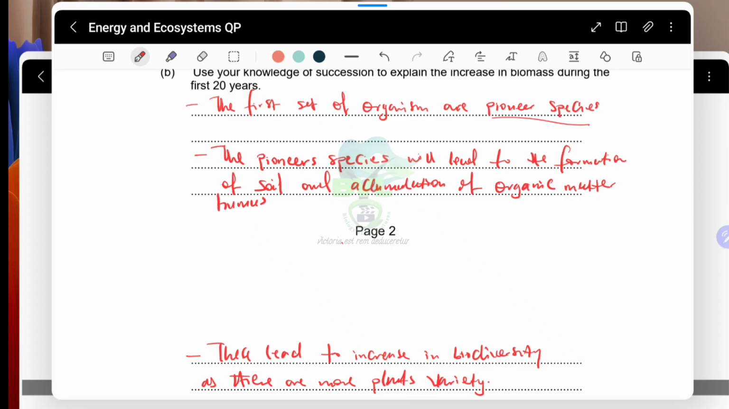Then when there are smaller plants, you can have biodiversity, which means small insects like grasshoppers and things like that can come around, and that will lead to a more varied range of plants and other things. Hope that made sense.